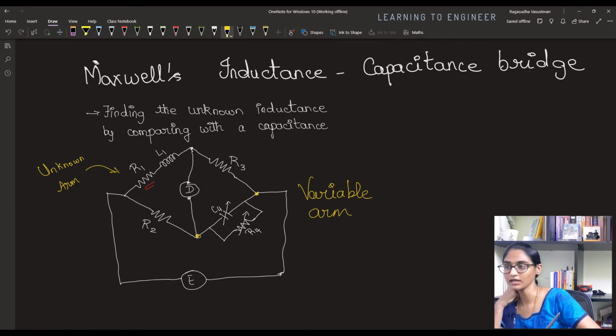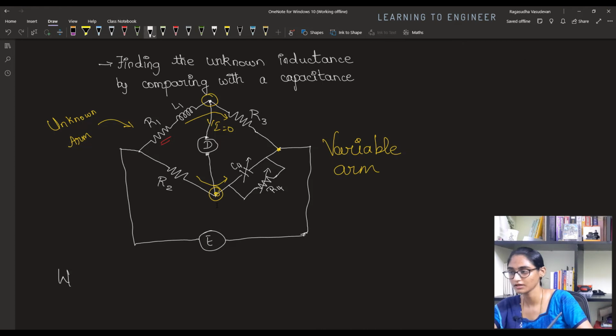So when the bridge is balanced, the potential across these two ends will be the same. So there won't be any current flowing into this arm. The current flowing into this will directly flow into the third arm. Similarly, the current flowing into the second arm will flow directly into the fourth arm. Let's look at the derivation.